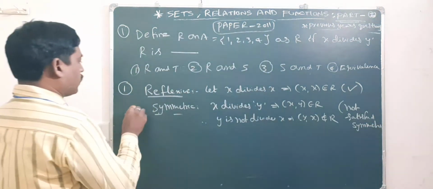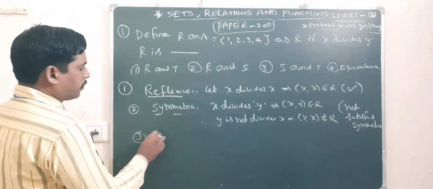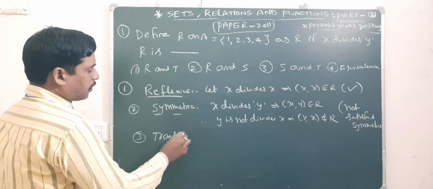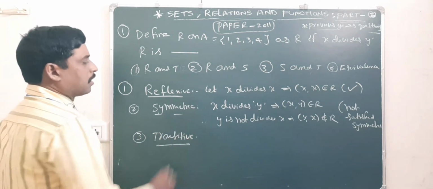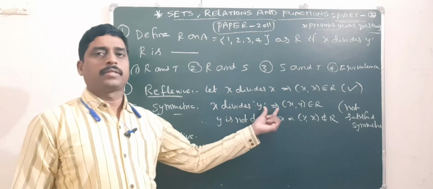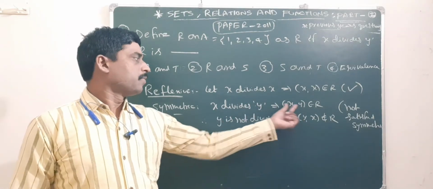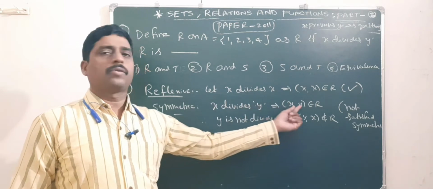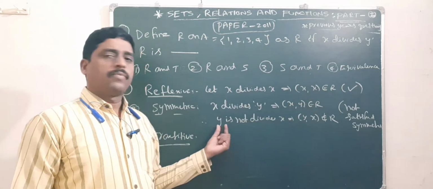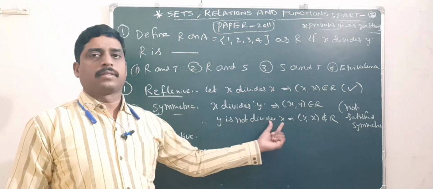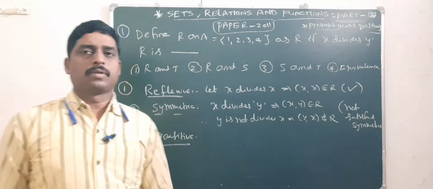Next, I am going to explain the transitive property. So I give one example. 4 divides 2. Therefore (4, 2) belongs to R. But 2 does not divide 4. Therefore (2, 4) does not belong to R.